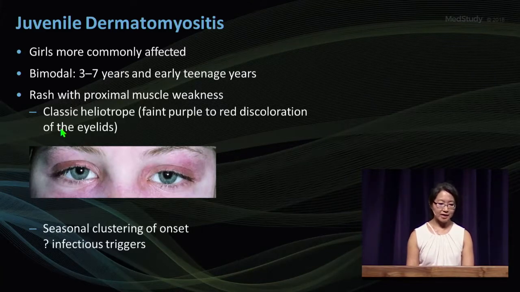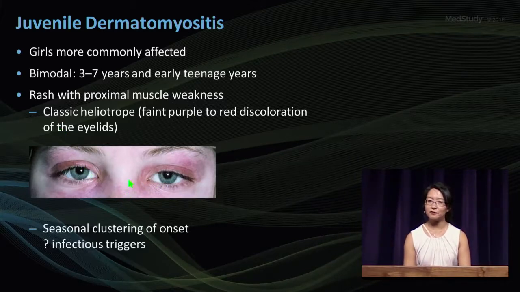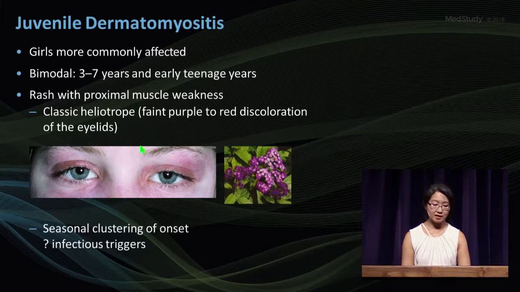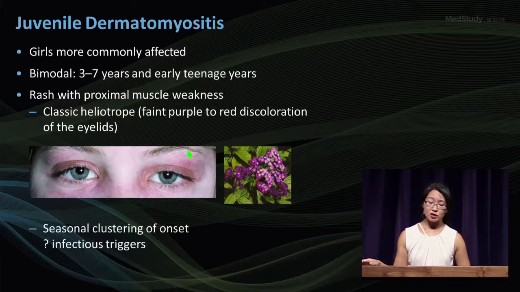And there's classic rashes associated with it. This is a heliotrope rash, and I don't know if you know why it's called a heliotrope rash, but it's because of the heliotrope plant, sun-loving, right? So these patients have a photosensitive rash.